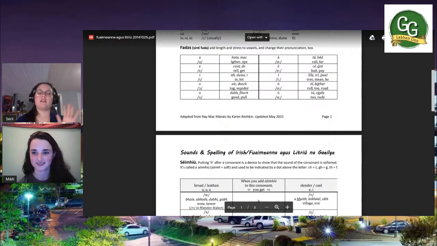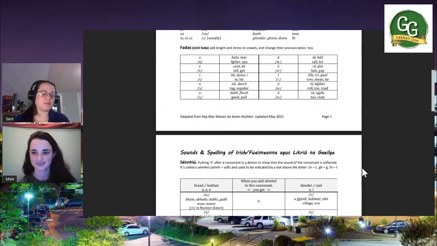So let's see. Okay, the next big thing is fadas. If you do any searching of Irish articles, you know that there's some contention around fadas, especially the fact that a lot of the technology, like search engines and databases, were not allowing Irish people to use fadas like they should have. So there's a lot of contention around that, and for good reason, because it's part of the language.